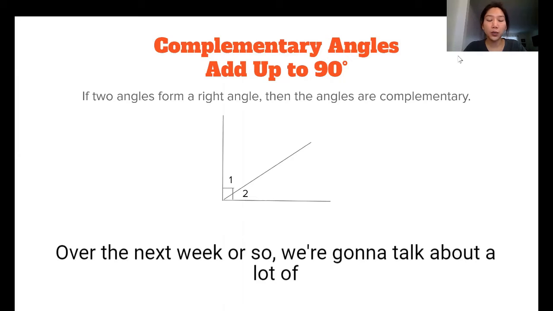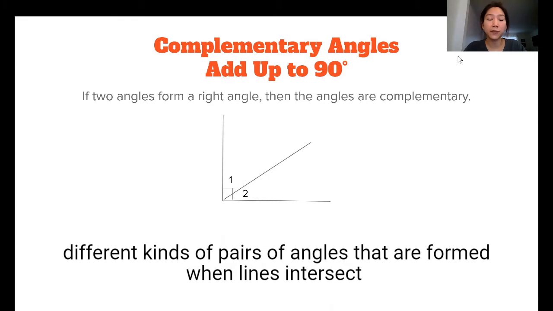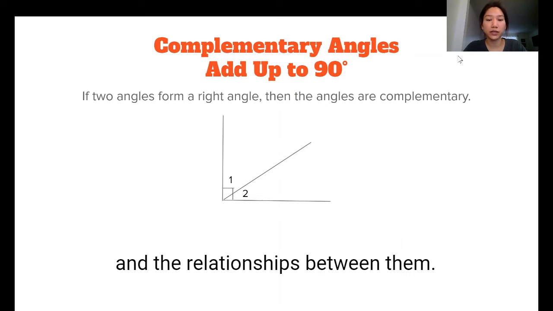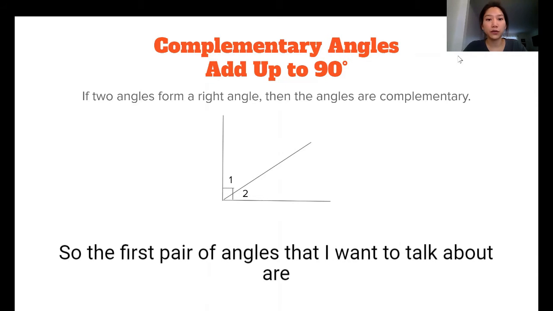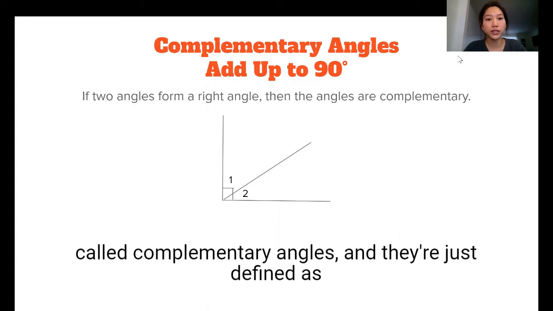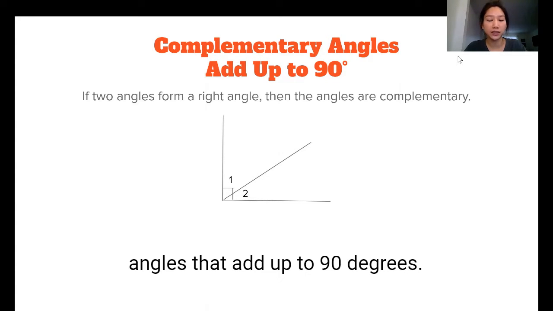Over the next week or so, we're going to talk about a lot of different kinds of pairs of angles that are formed when lines intersect and the relationships between them. So the first pair of angles that I want to talk about are called complementary angles, and they're just defined as angles that add up to 90 degrees.